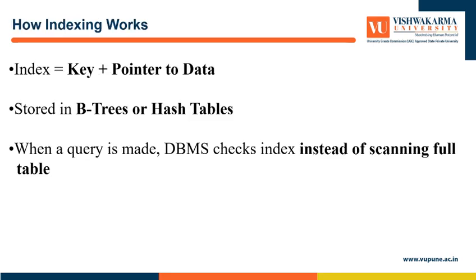Now let's see how indexing actually works. An index is made up of a key like name or ID and a pointer to the actual row in the table. It's usually stored in a structure like a B-tree or a hash table. So when you search for something, the database doesn't look at every row. It follows the path in the index and directly goes to the matching data. Think of it like Google Maps. It doesn't explore every street. It shows you the best path.